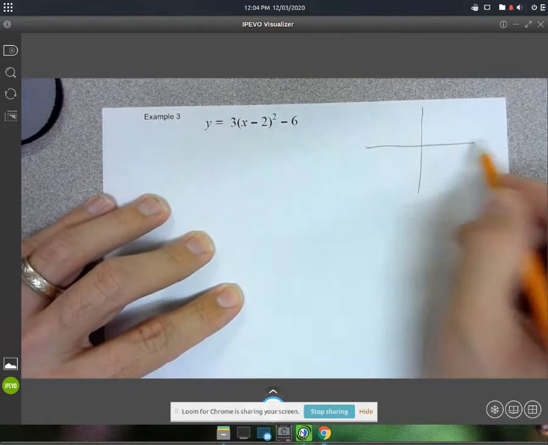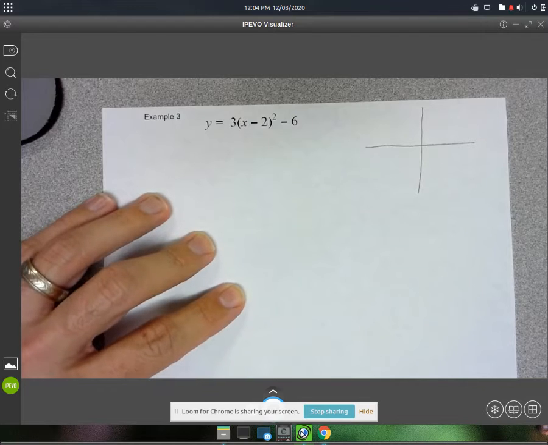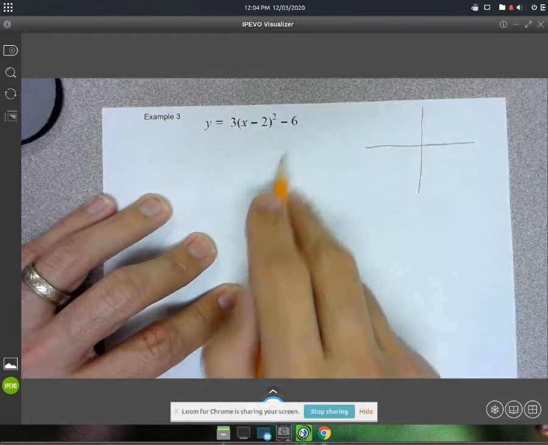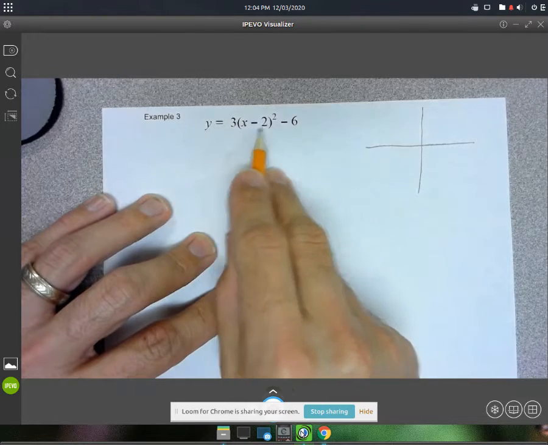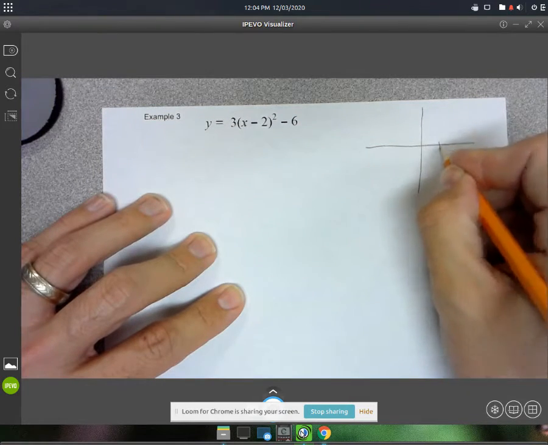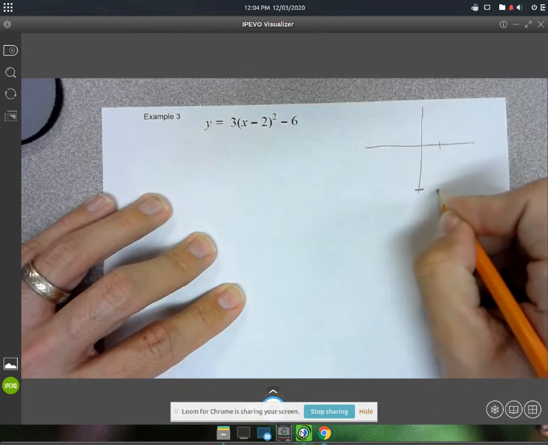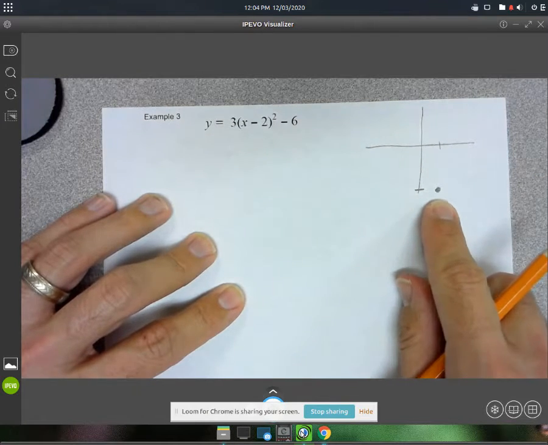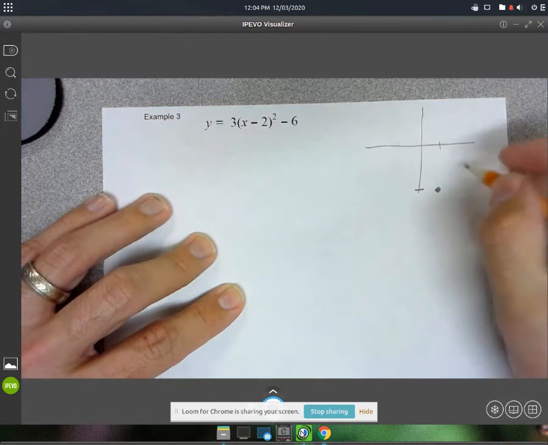Hey, got a couple more examples of x-intercepts with vertex form. Again, I'm just going to graph it real quick. You don't have to do this, but 2 to the right and down 6. I'm trying to train your brain to look for this stuff. So the vertex is (2, -6), and it's opening up really fast because it's a 3.